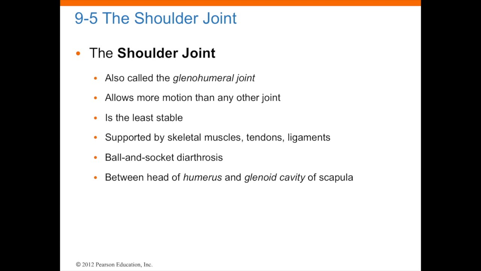The shoulder joint is known as the glenohumeral joint. It allows more motion than any other joint. Remember this, the shoulder joint is the most moving joint of the body. Therefore, it is the least stable and the one to possibly have the most injuries. It is supported by the muscles, tendons, and ligaments. It is a ball and socket joint, and it's located between your humerus and the glenoid cavity of the scapula.